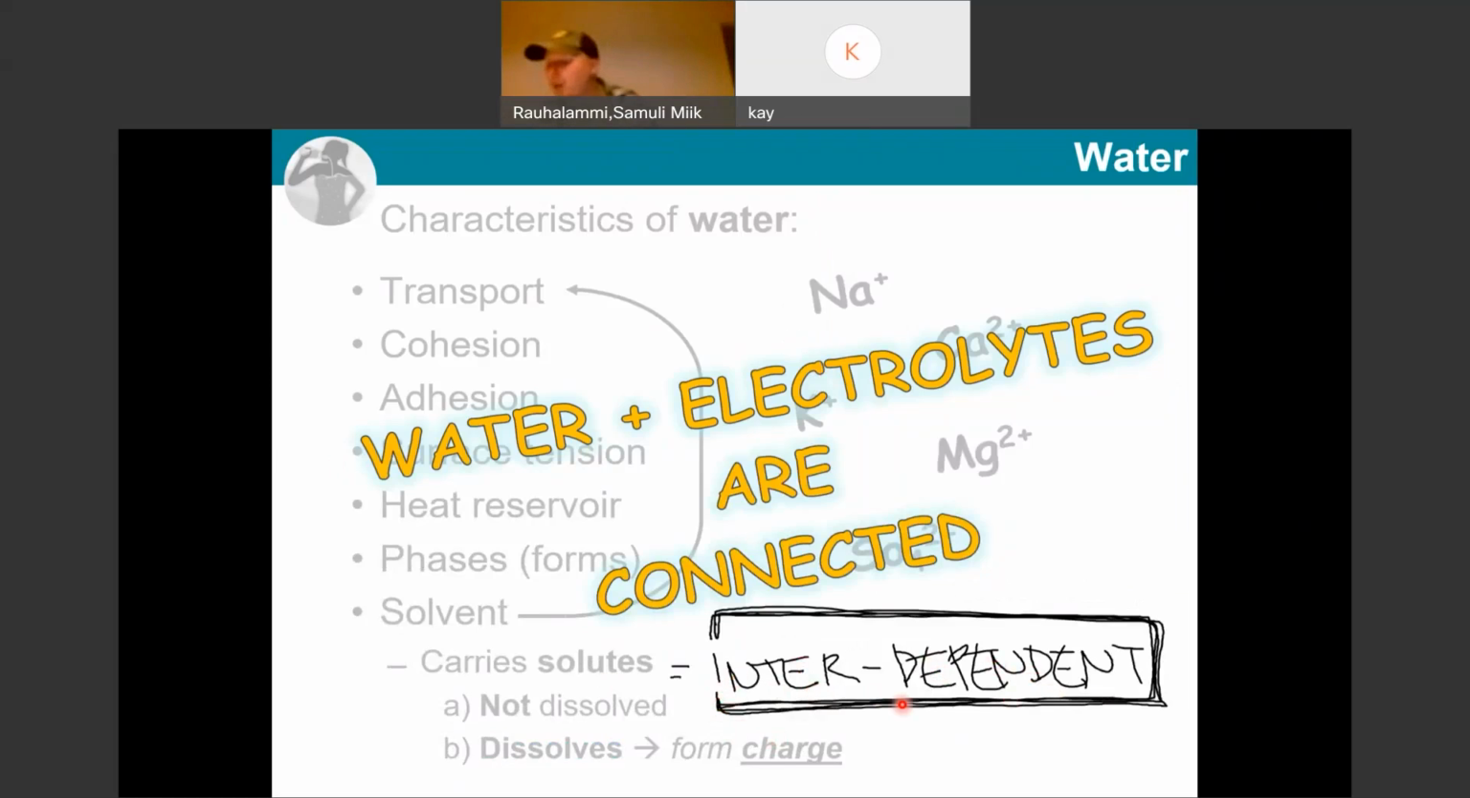And I think that that's going to be a question in your exam, so a good note to make. We'll see examples of that in just a little bit, how when electrolytes go somewhere, water will follow, or when water goes somewhere, electrolytes will follow. And we'll see some clinical applications of that in just a little while later on in today's talk.